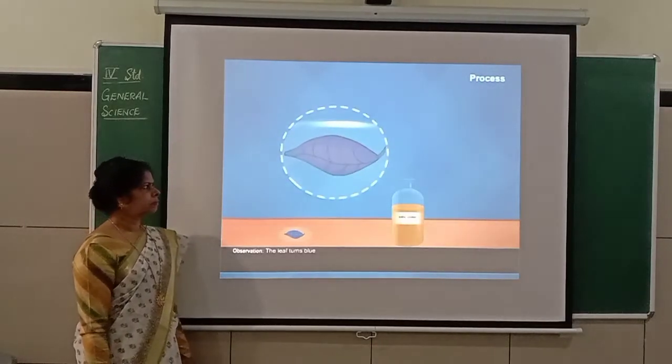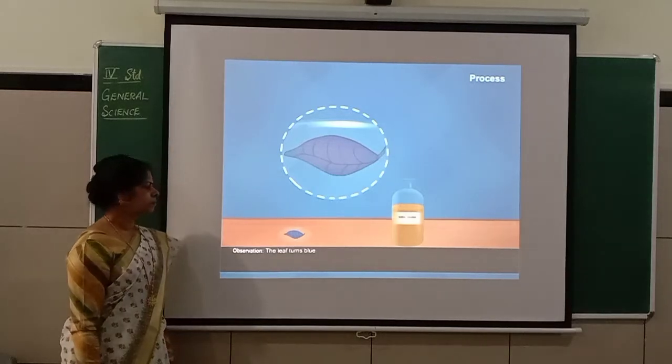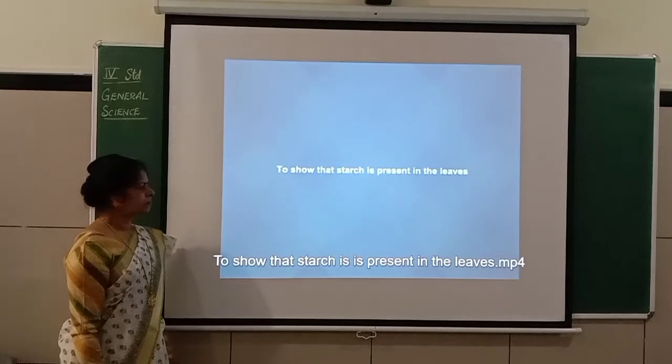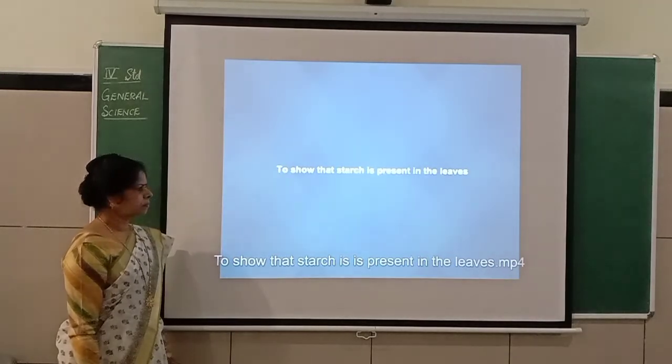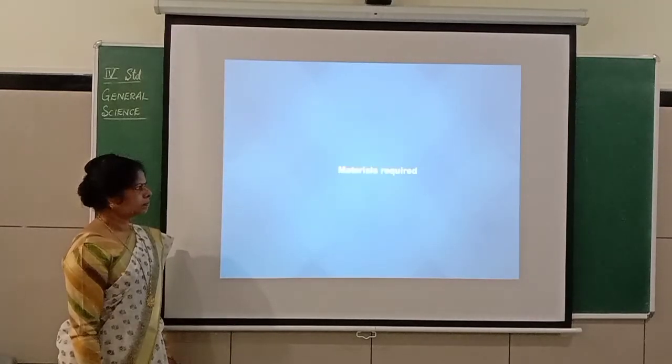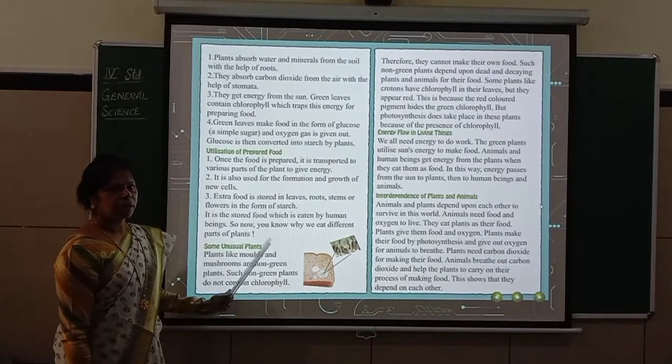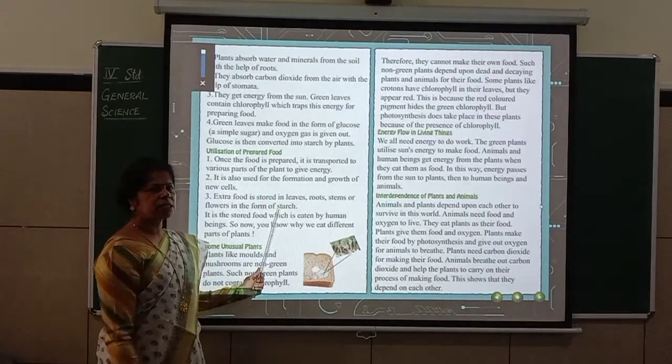Observation: the leaf turns blue. To show that starch is present in the leaves. Materials required. Okay, now you have seen starch is present in the leaves.